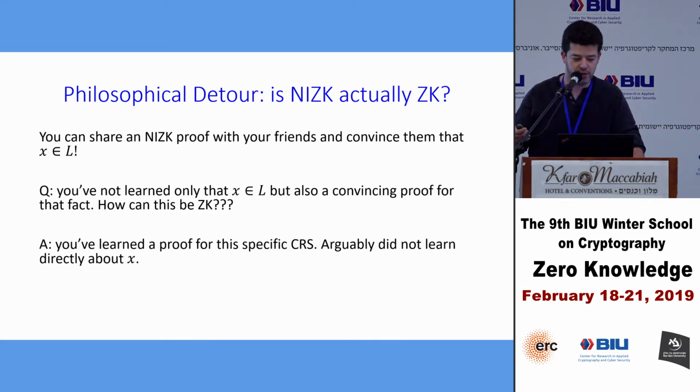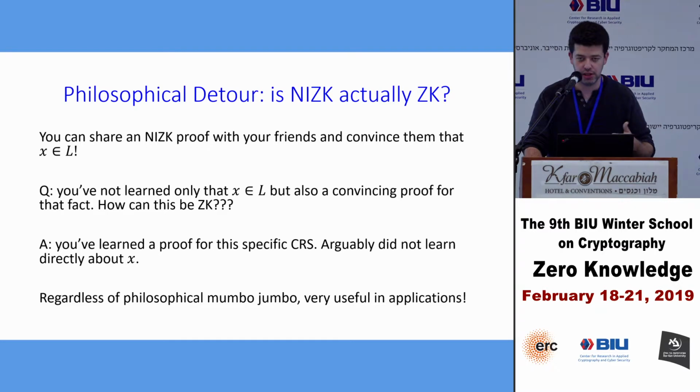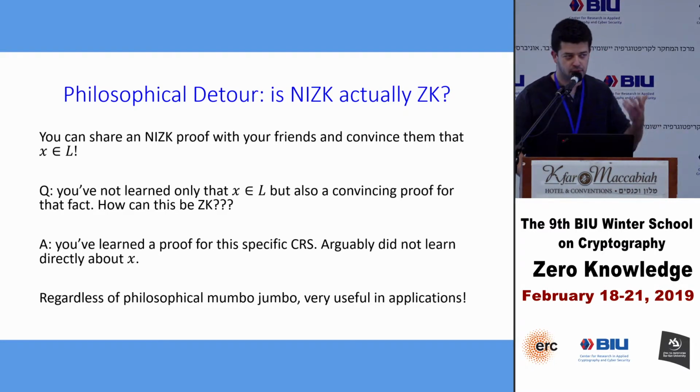The way to get around this is that what you've learned is basically something about the CRS. You've learned a convincing proof with respect to a particular CRS. So in essence, what you've learned is about the CRS rather than the input X. But it's still arguable, philosophically, whether this is zero knowledge or not. What I want to point out is that if you don't care so much about philosophy, a crucial point is that this notion is very, very useful in applications.